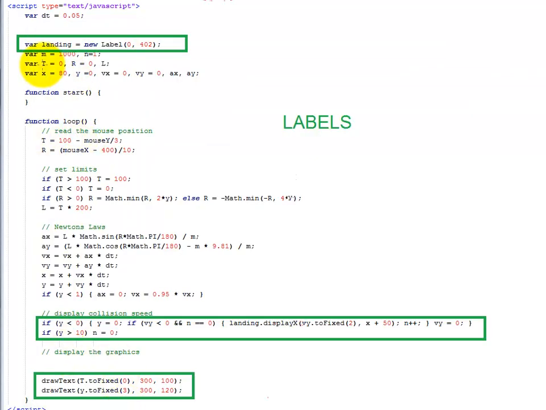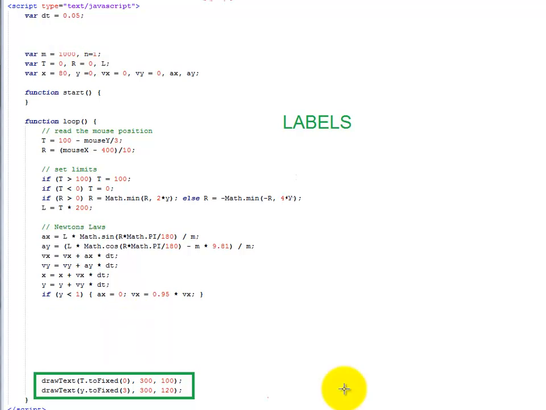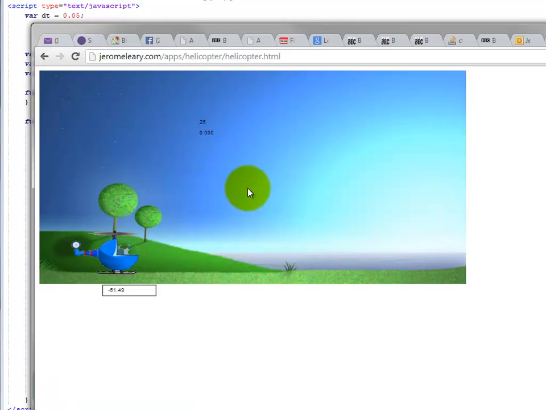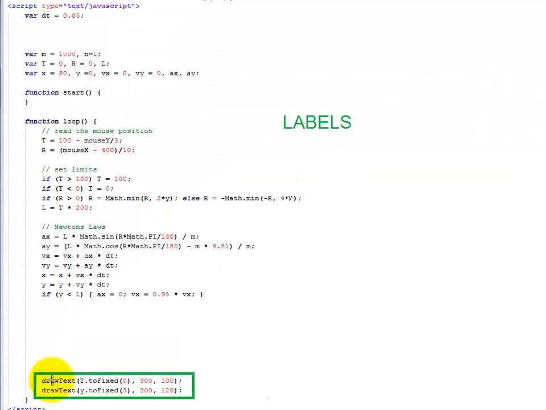So they come from this bit here. That's the landing, that's when it hits the ground, that's the label for that. The collision speed is displayed. But you won't need that, so we'll get rid of it. But what we are left with is two lines down here, which draw those two labels, the thrust and the Y position, on the screen here and here. And that's where they come from. Draw text. toFixed(0) means 0 decimal points, and toFixed(3) means three digits after the decimal point, and that's the X and the Y position for where the label is going to appear.